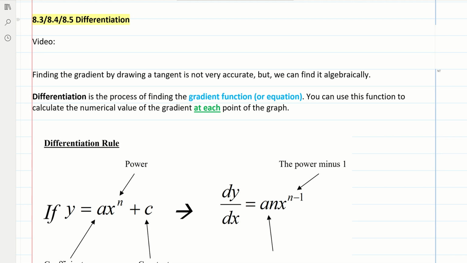In this video, I'm focusing on differentiation. So finding the gradient by drawing a tangent is not very accurate, but we can find it algebraically. Differentiation is the process of finding the gradient function, or the equation for the gradient, the equation that's going to allow you to find the numerical gradient at each point on the curve, because the gradient of the curve changes depending on where you are on the curve.